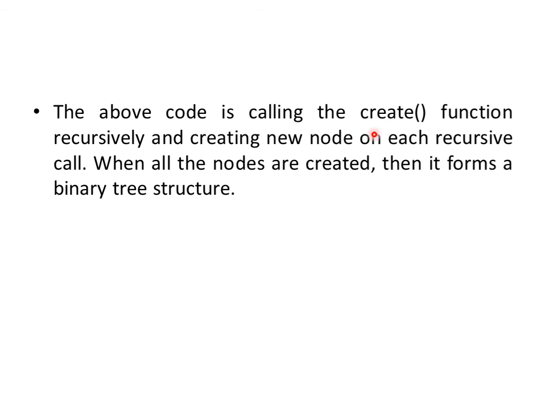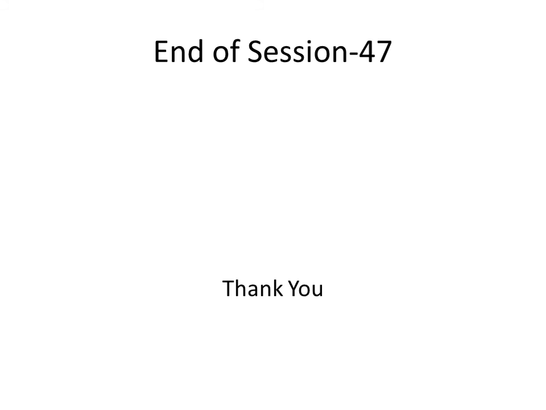The above code is calling the create function recursively and creating a new node on each recursive call. In recursion, I have said that a function which calls itself is called a recursive function. Here create is a function which I called recursively. Therefore, when all nodes are created, then it forms a beautiful binary tree structure. Thank you.